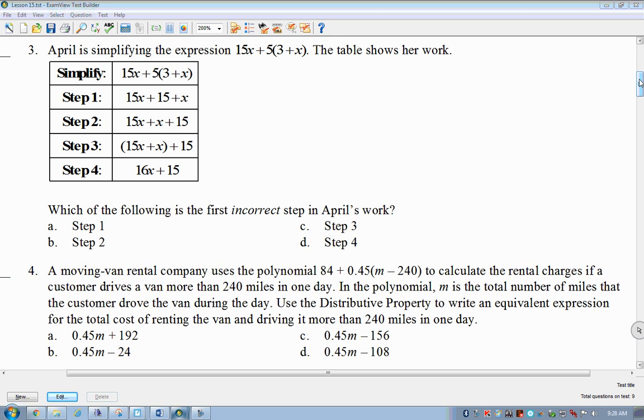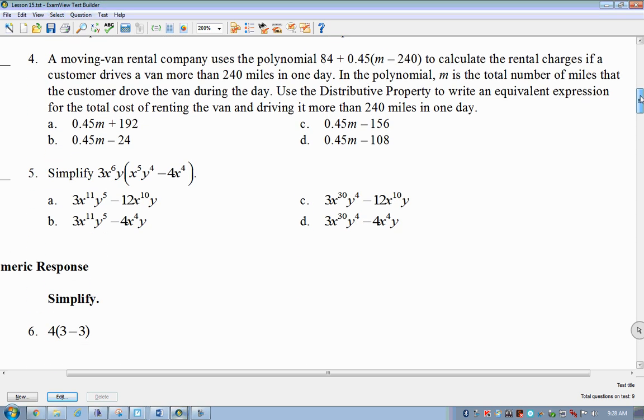Let's look at number 4. Number 4 is a good question. Okay? It's a good word problem. A moving van rental company uses the polynomial 84 plus 0.45 times m minus 240 to calculate the rental charges if a customer drives a van more than 240 miles in one day. Okay. In the polynomial, m is the number of miles that the customer drove the van during the day.